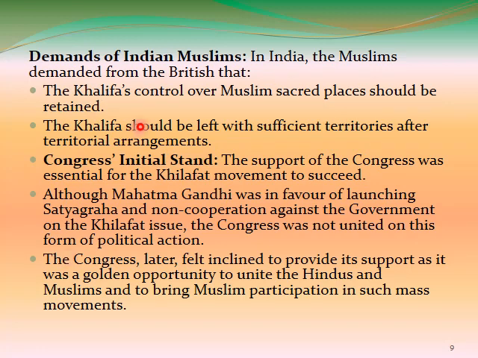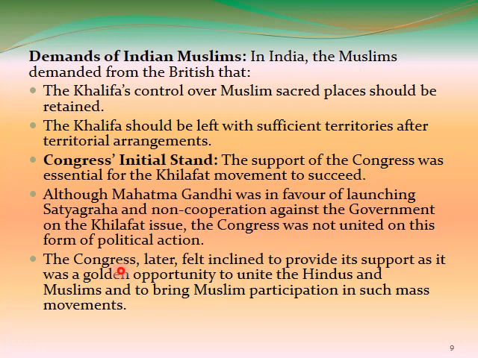Demands of Indian Muslims. In India, the Muslims demanded from the British that the Khalifa's control over Muslim sacred places should be retained. The Khalifa should be left with sufficient territories after territorial arrangements. Congress's initial stand. The support of the Congress was essential for the Khilafat movement to succeed. Although Mahatma Gandhi was in favor of launching Satyagraha and non-cooperation against the government on the Khilafat issue, the Congress was not united on this form of political action.